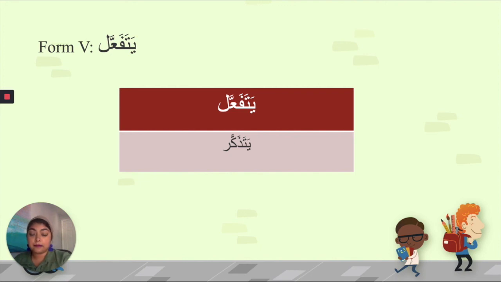Yatadhakkar. And Form 5 is a reflexive form. Okay? It's a reflexive form. So it means you're taking the original root letter verb, okay, you're taking Form 1 and you're doing it to yourself. So when we look at the verb, it comes from dhikr or dhakara, which means to remember. When you remember something for yourself, you're reminding. Okay? So remember is to think of something for yourself. Okay, that you're thinking of it yourself. So remember. Yatadhakkar.